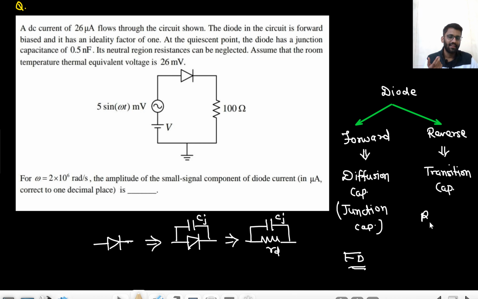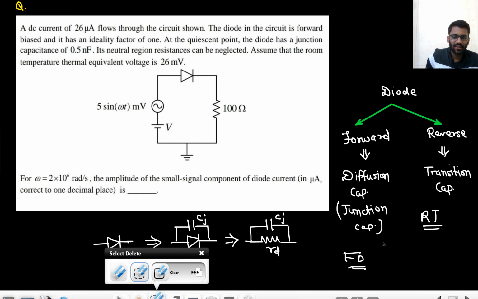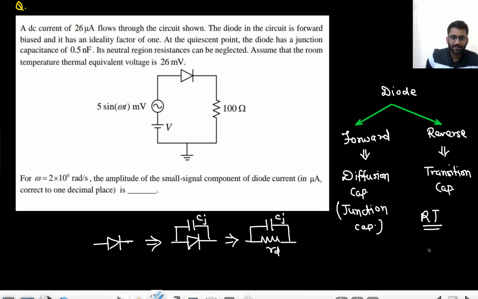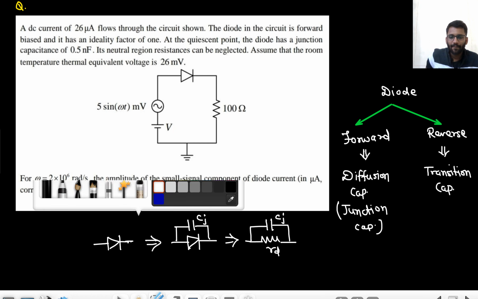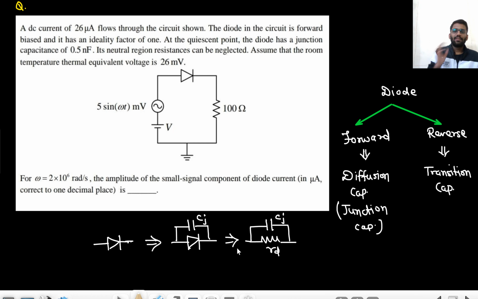And RT, retweet. Are you guys using Twitter? Not Twitter, sorry, X. Are you guys using the X application? In the X application, there is a term RT, retweet. Okay, so this is how you can remember: RT, reverse transition; FD, forward diffusion. Yeah, so this is how you will replace it.